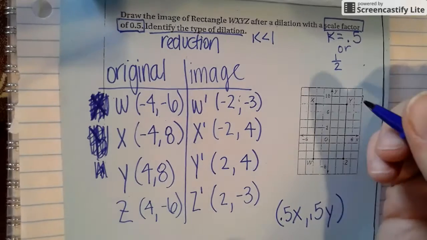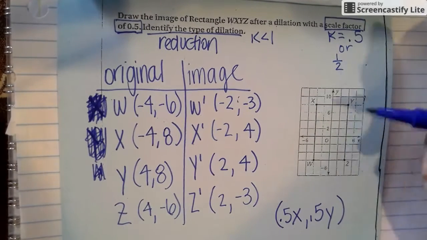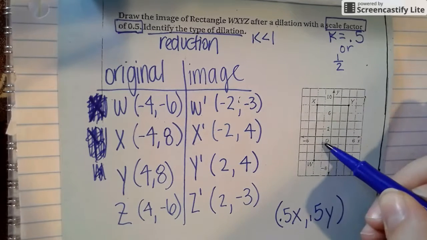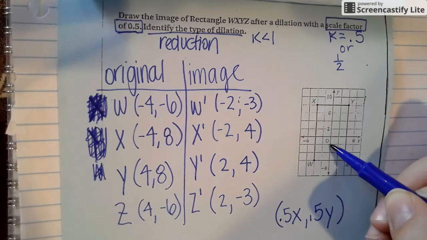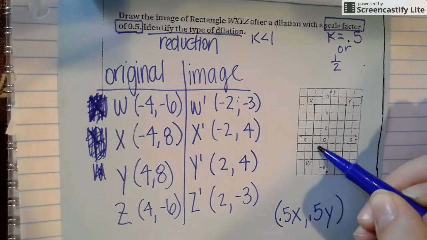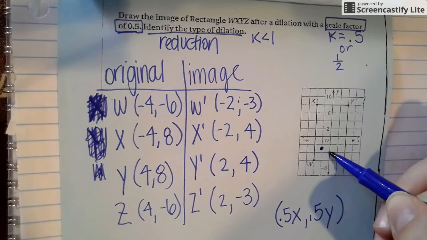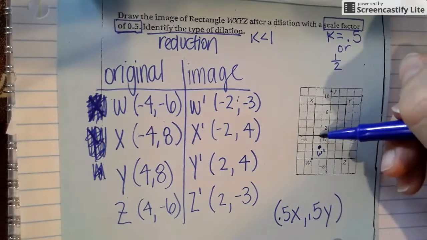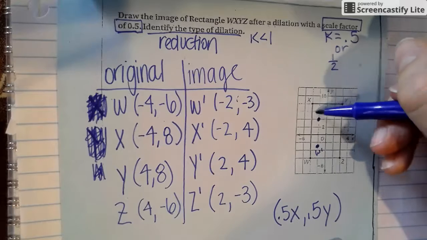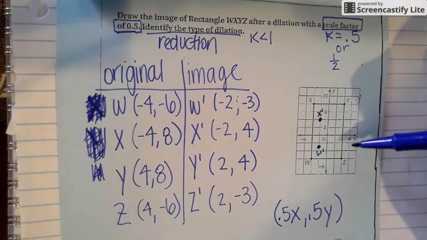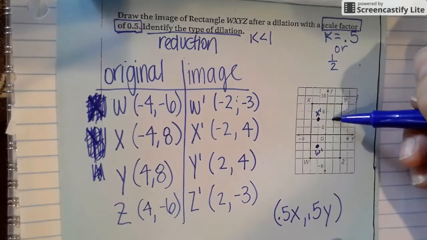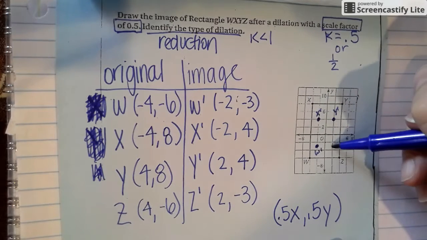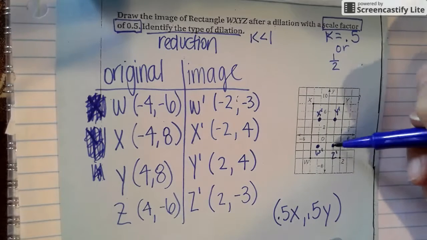So now I'm going to plot my points. So W prime is going to be at (-2, -3). Notice that -2 is here, and then -3 is in here. So I have to do half, because this would be -2 and -4, and I want to make sure it's in the middle. So W prime is (-2, -3), X prime is (-2, 4), Y prime is (2, 4), and then Z prime is (2, -3). That's why it's in the middle.